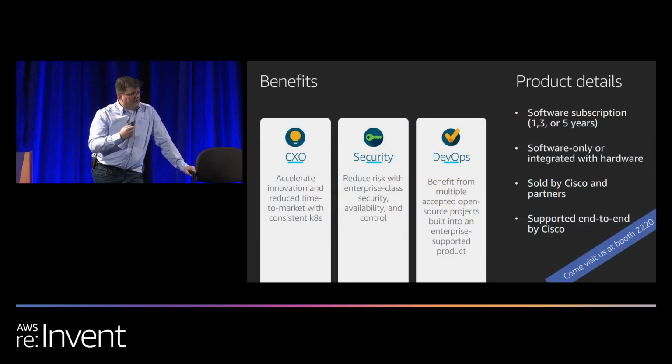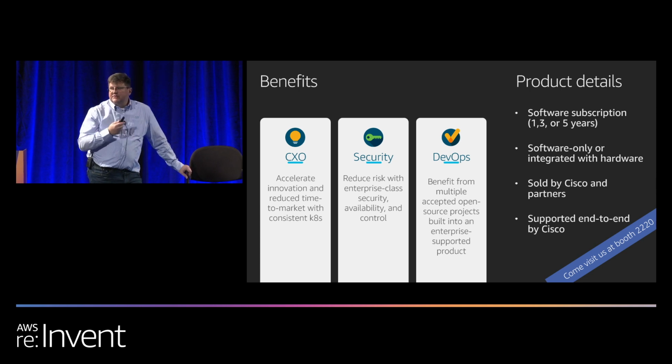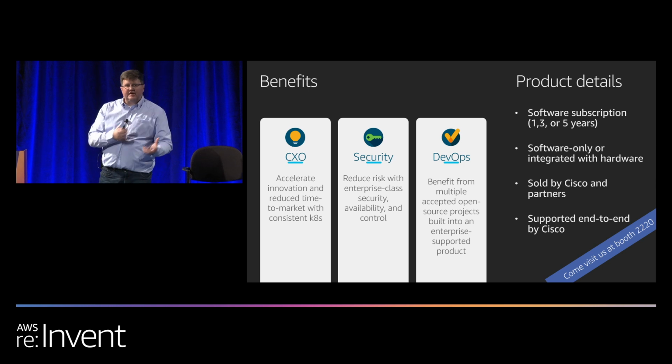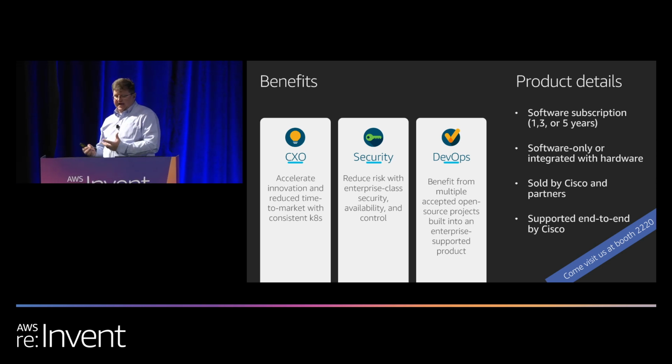So again, the product details here: we've made it very easy from a security and DevOps standpoint, with the ability to provide this open source solution that is fully supported by Cisco. The subscriptions are 1, 3, or 5 years. It's also sold by partners, and we support the whole thing end to end. So really, this is a full-blown open source solution that you can get without having to worry about getting stuck wondering: how is this going to be helped? How am I going to get this debugged? How am I going to get my stuff running in production if something goes wrong?